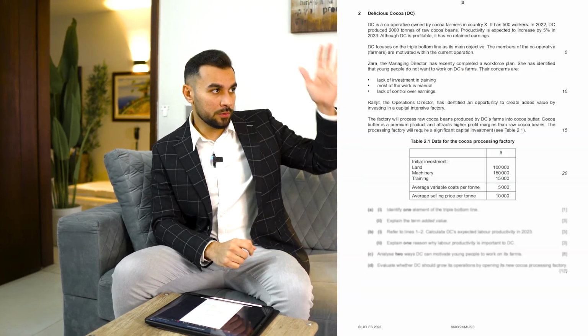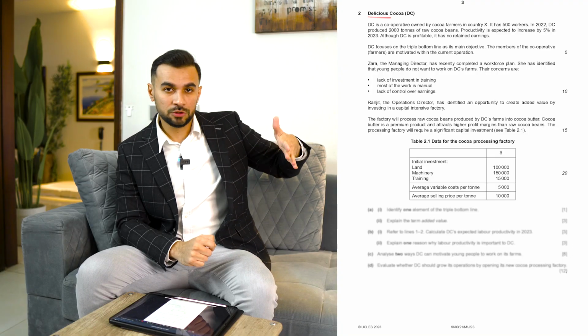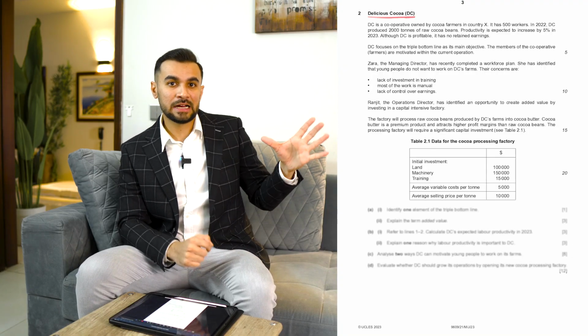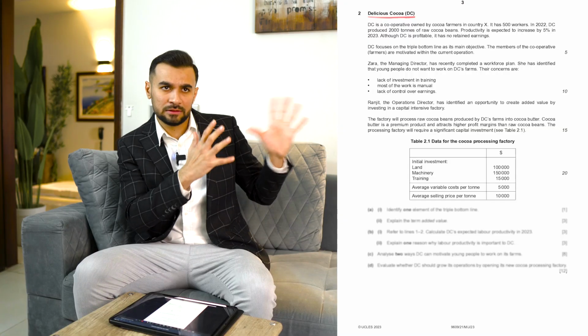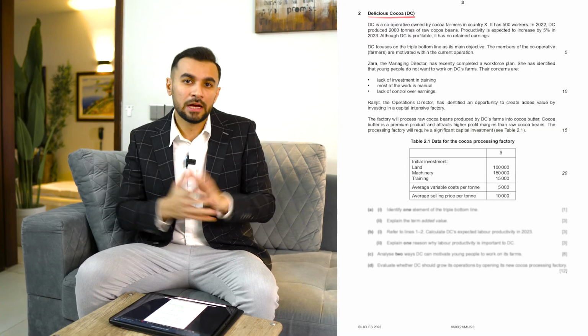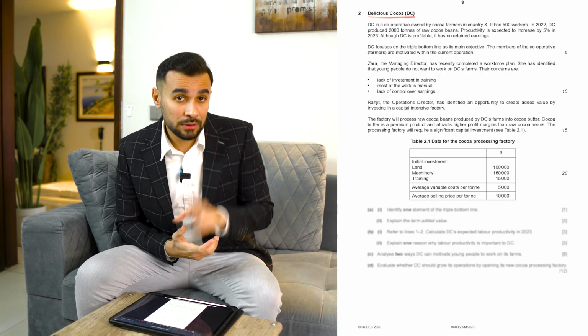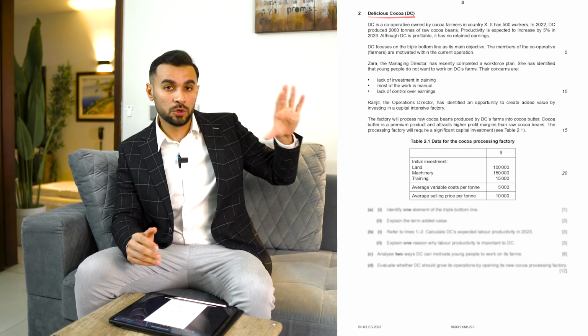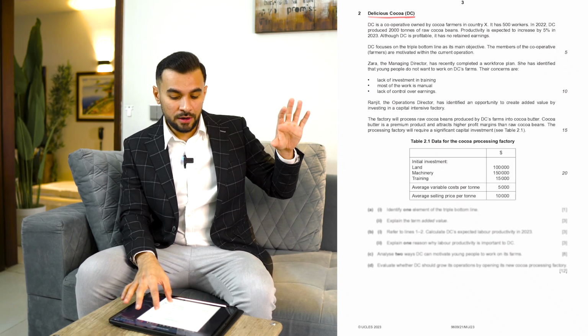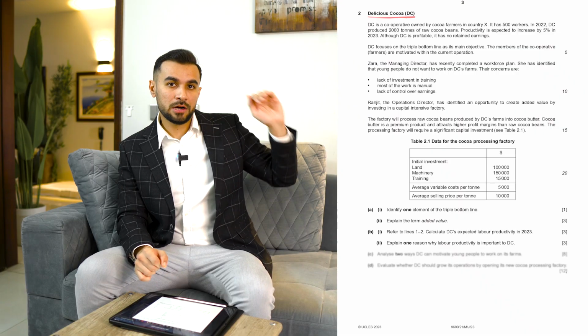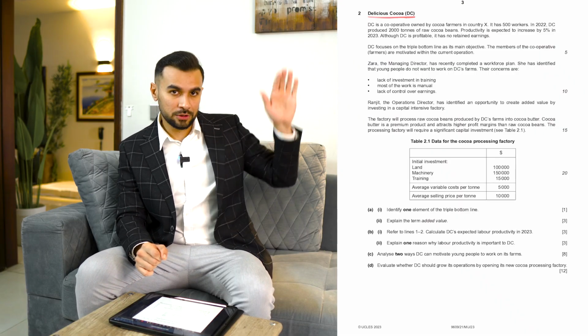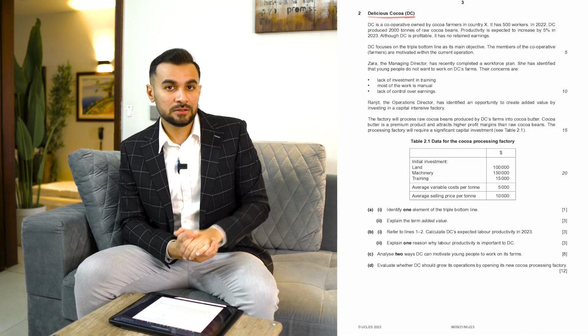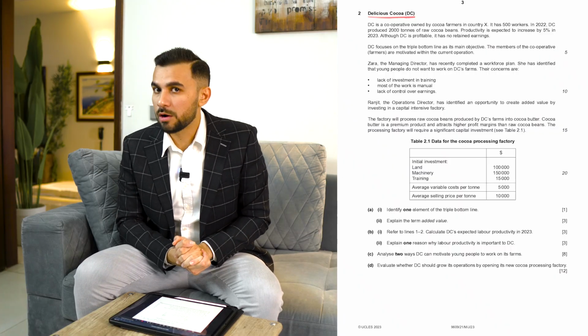So as you can see on your screen right now, we will be using this question of Delicious Cocoa. This is one of the cases that might pop up. This is the type of case that you might see in your business paper 2, and you'll have two cases like this one. And as you can see, there are 4 questions: part A, part B, part C, and part D. So let's just start with A part 1.